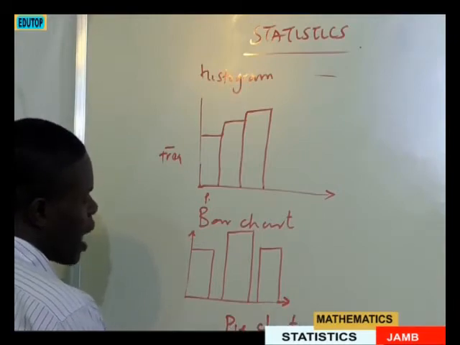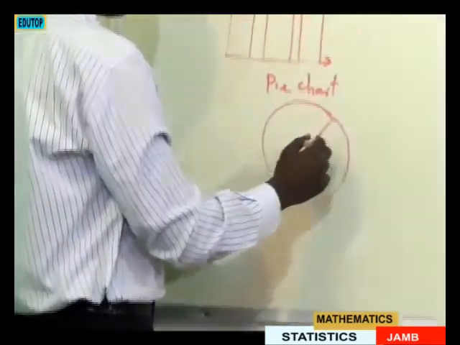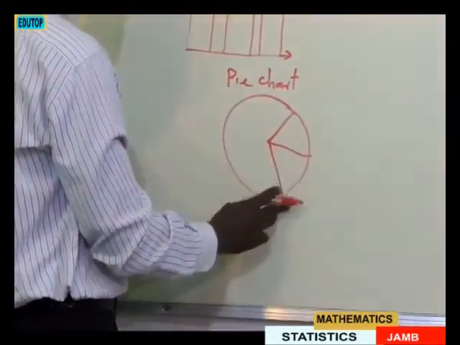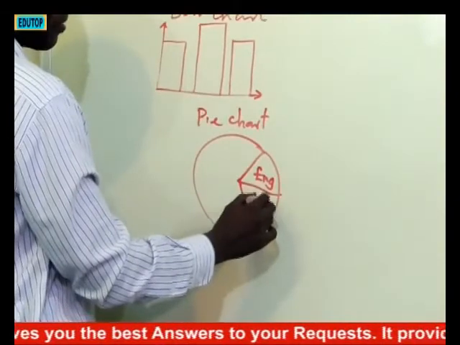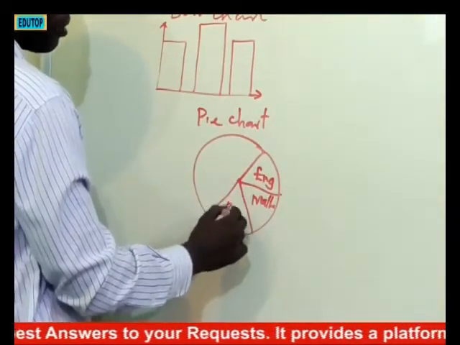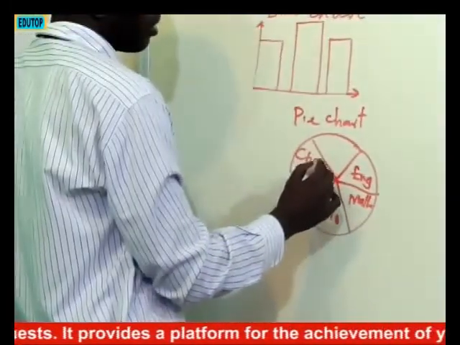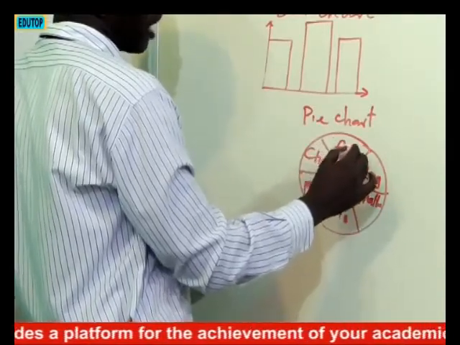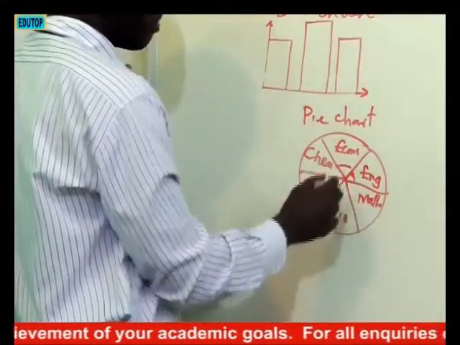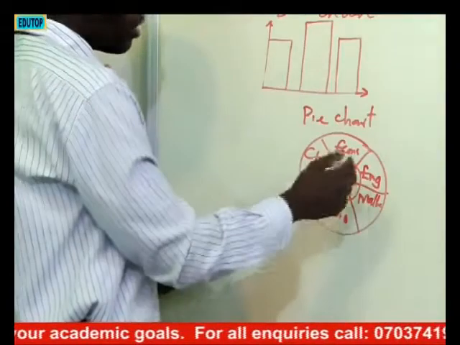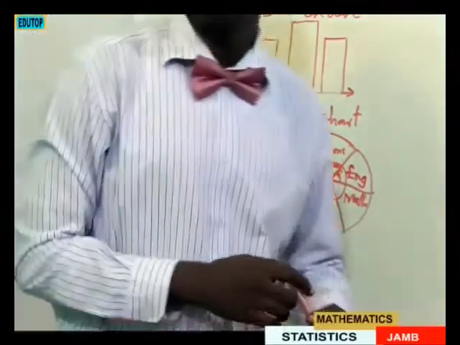Then a pie chart is the next one. In the pie chart, information is represented in a circle. So it can be given, let's say, degrees for respective subjects, maybe English, maths, biology, physics, chemistry, and maybe econs as economics. So when you have this information represented with their corresponding degree, because the sum of angles at a point is 360, the information for these subjects will be represented in a circle. So that is what is called a pie chart.